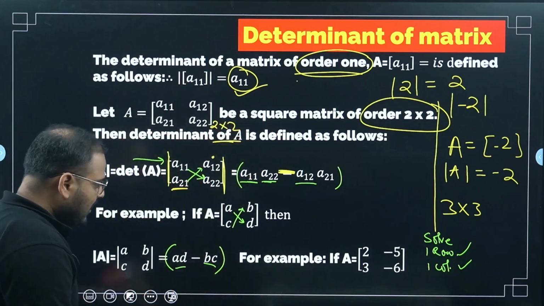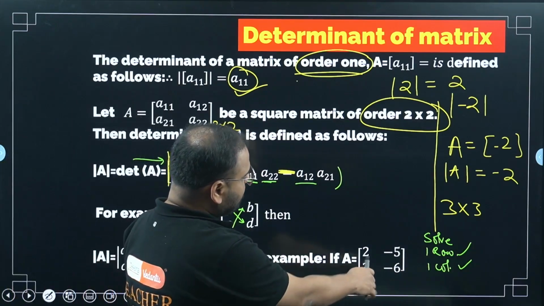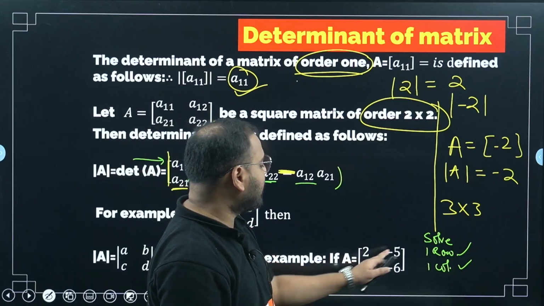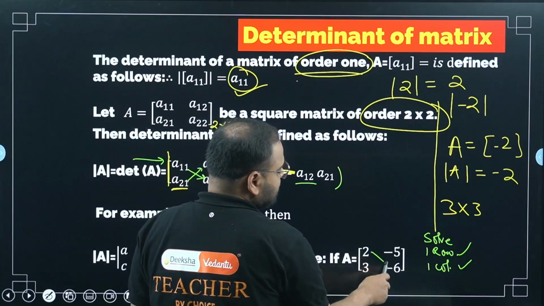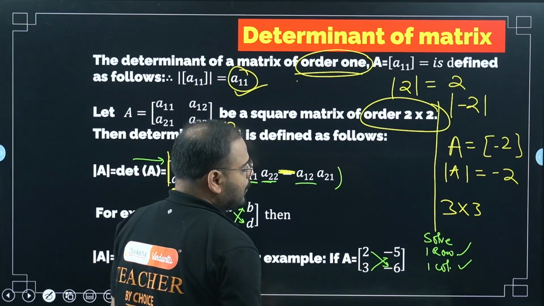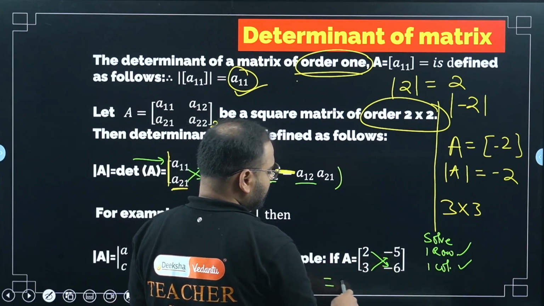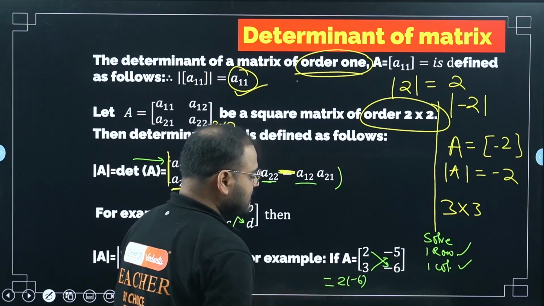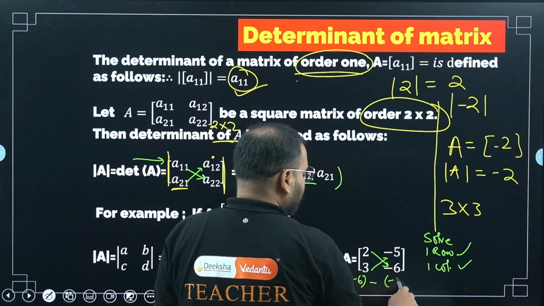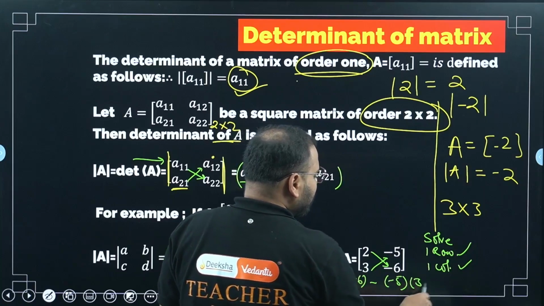Now I have taken a number example here. The matrix is given as 2, minus 5, 3, minus 6. How will I do it, sir? Simple. This with this, multiplied with this. So this will become 2 times minus 6. Then again a minus sign, and minus 5 with 3. Why the minus sign here, sir?